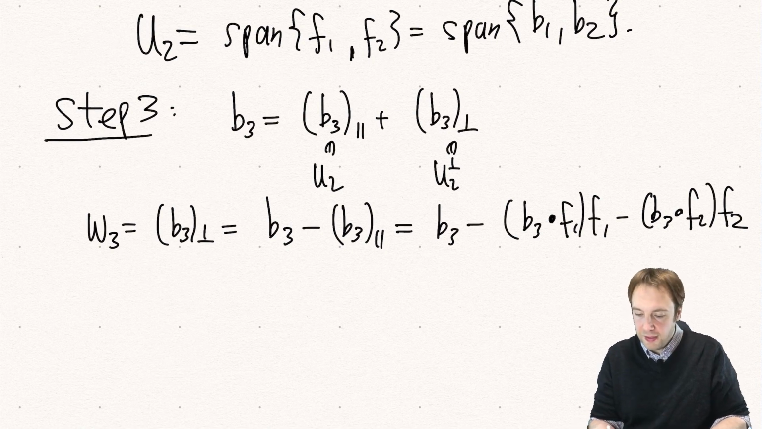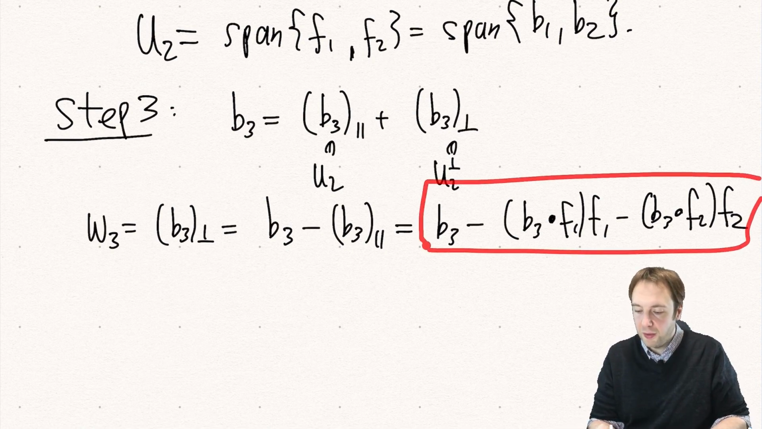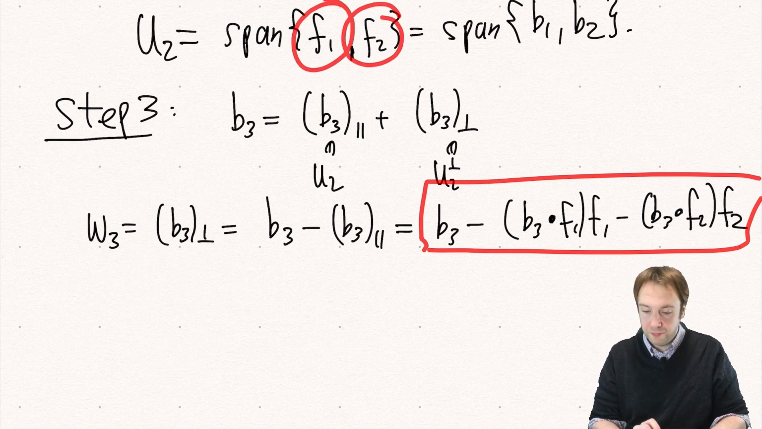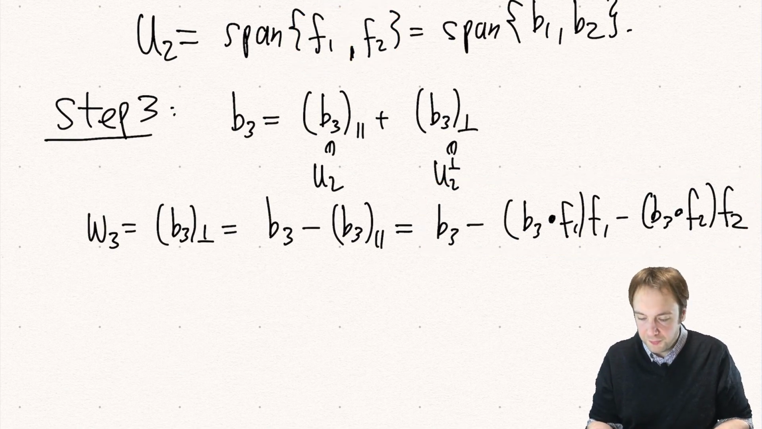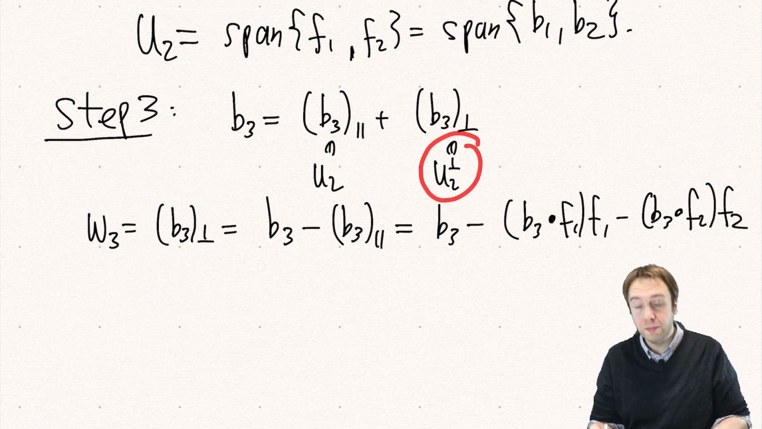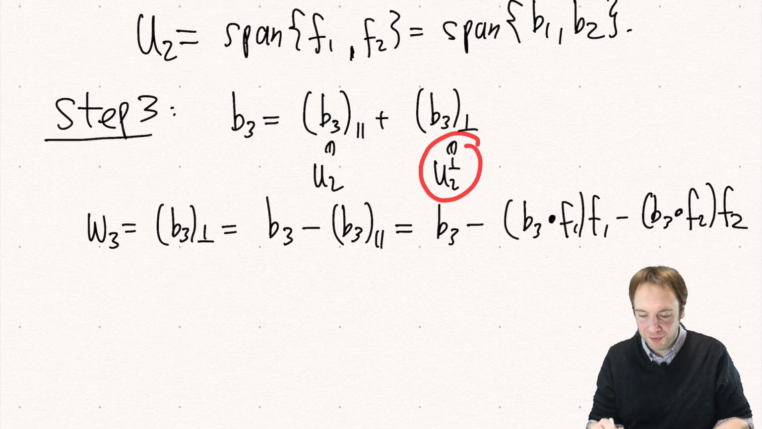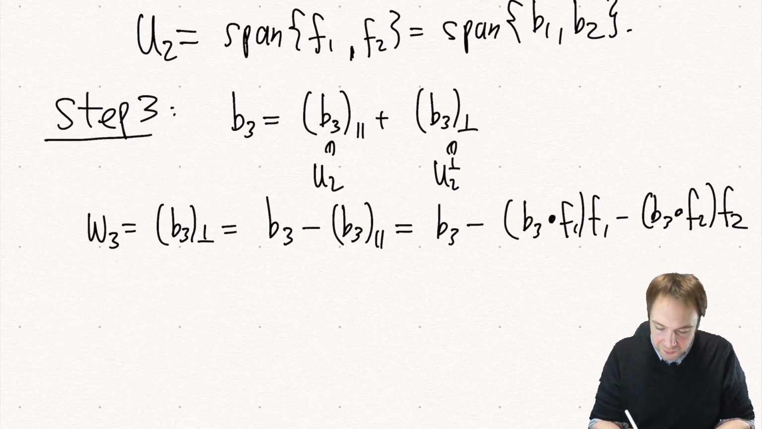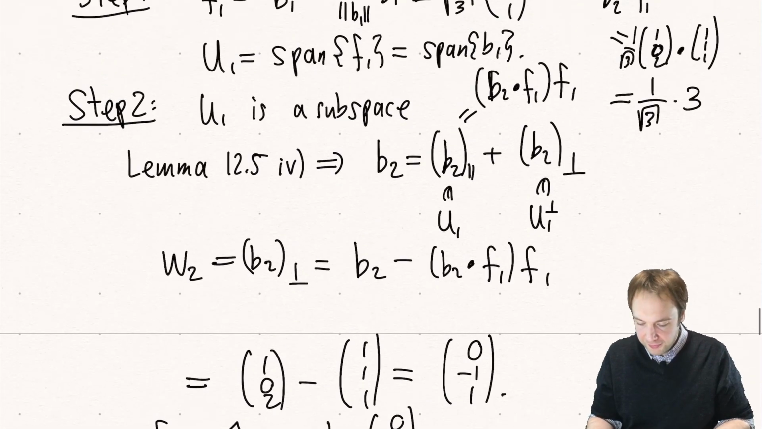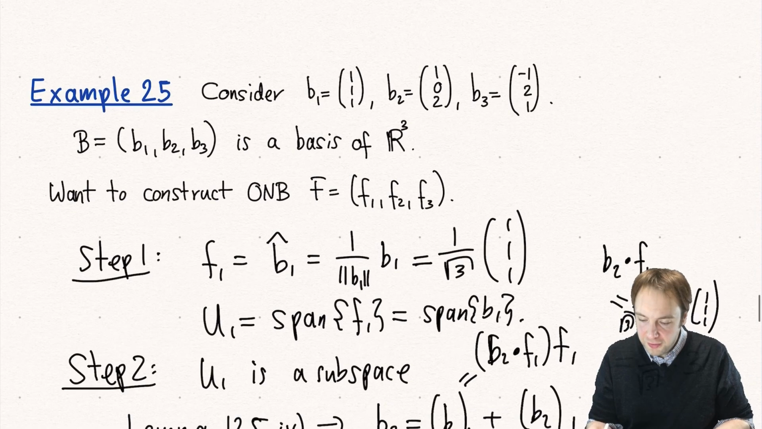Yeah, and this thing here will be orthogonal to f1 and f2, because this is an element in the orthogonal complement of the subspace u2. So let's calculate this. What is b3? B3 is minus 1, 2, 1.